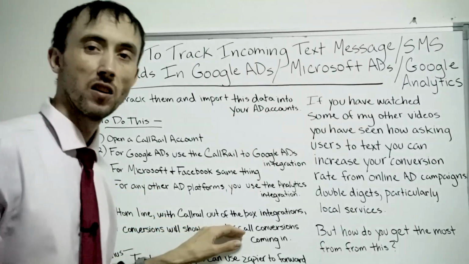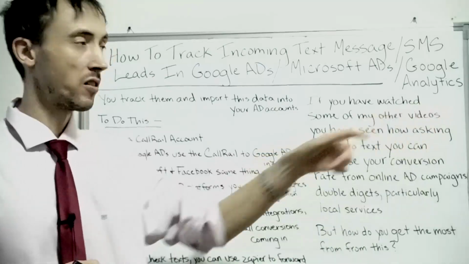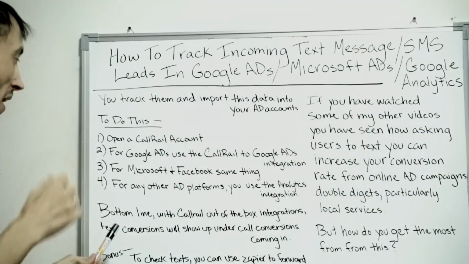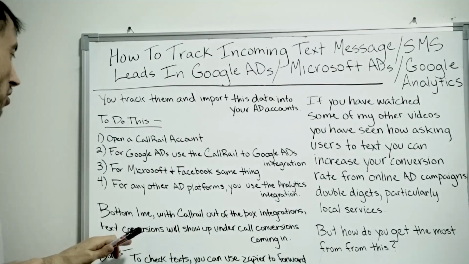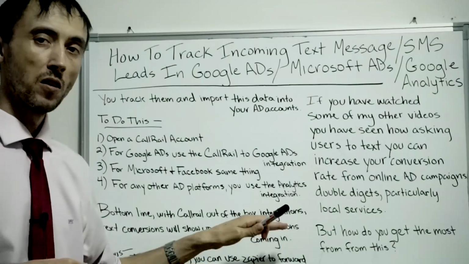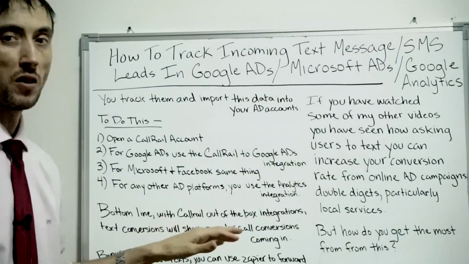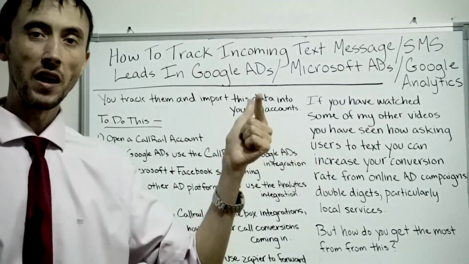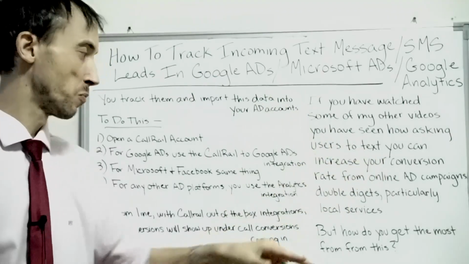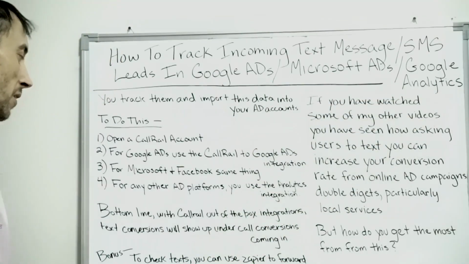So that's how to track texting for any other platform. You do it through Google Analytics, okay? LinkedIn, Taboola, anything else. So bottom line, with CallRail's out-of-the-box integrations, text conversions will show up under the call conversion that CallRail sets up in those ad platforms itself. And if you're doing anything outside Bing, Google, Microsoft and Facebook, it's done through Google Analytics specifically.